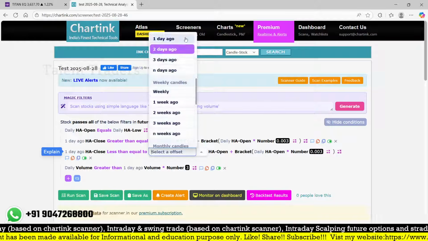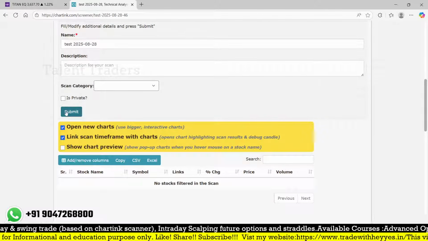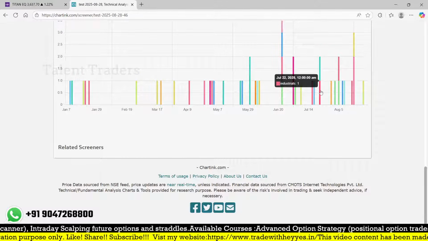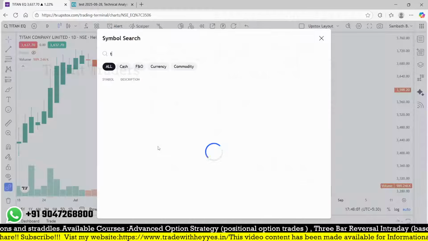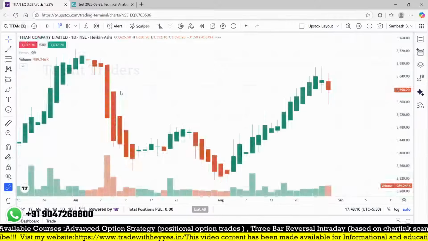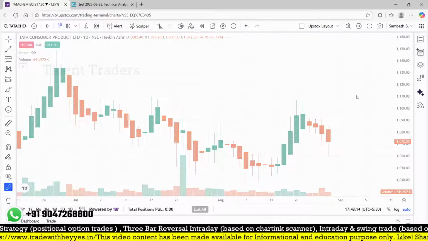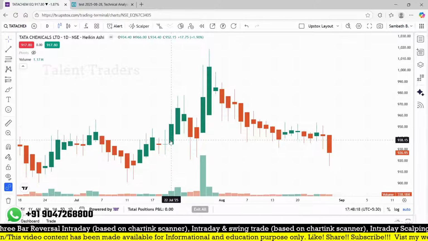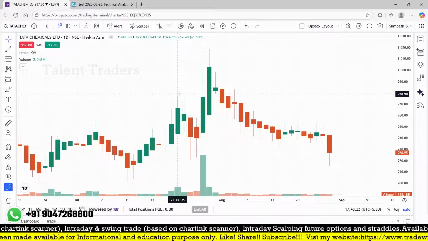I'll save that: 1 day ago doji, which forms such a pattern. We'll save the scan first, and it will fetch you the stock which formed a doji pattern on the particular day. So now Tata Chemical on the day 22/7. On the particular day that forms such a pattern, this is the day, 22nd. Volume must also be greater than 3 times, and that gave some movement on the next day itself.